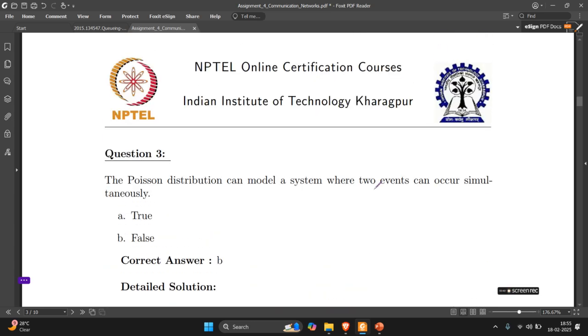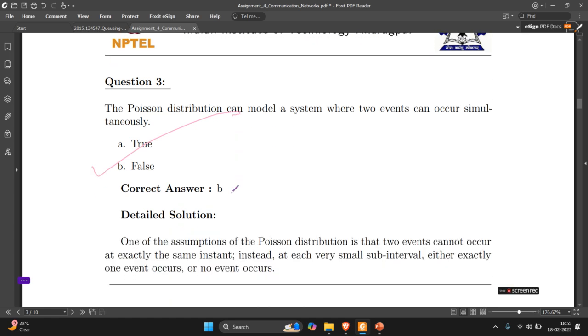Now, the Poisson distribution can model a system where two events occur simultaneously. This is outright false. Poisson system cannot model a system where two events occur simultaneously, because one by one the packets will come and one by one the packets will be served. This one by one is the key here. So everything will happen one by one. Two packets cannot arrive at the same time. So this is not true.